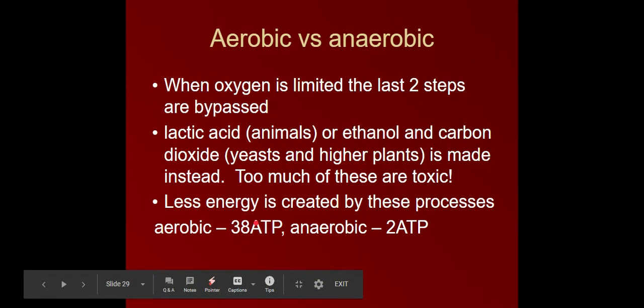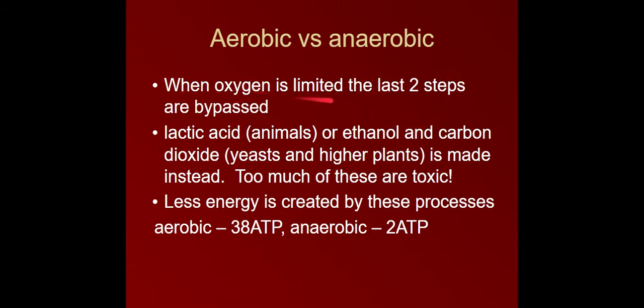Okay, so we're going to compare aerobic and anaerobic respiration. When oxygen is limited, the last two steps are bypassed. Okay, so if there's no oxygen, the citric acid cycle and the electron transport chain do not take place. Lactic acid in animals, or ethanol and carbon dioxide in yeasts and higher plants, is made instead. Okay, so instead of those two last stages, we've got lactic acid or ethanol being produced. Now, too much of this is actually toxic for the organism.